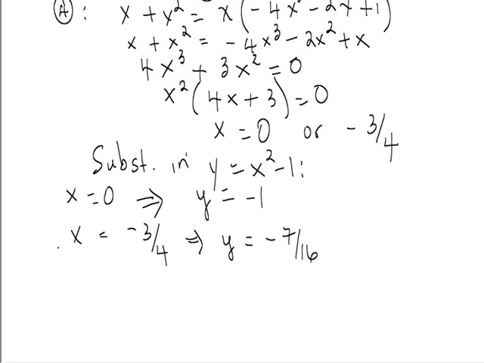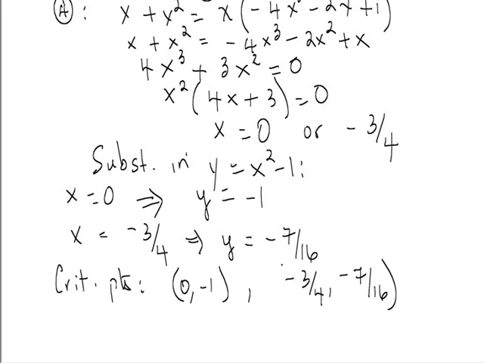So our critical points are therefore 0, minus 1, and minus 3/4, minus 7 over 16. All right. Now, the good thing about Lagrange multiplier is when you use it, you must get an extremum. It's either max or min. All right? So, you need to decide, what is the question asking us? To find the maximum, right? So, you need to find the value of the function at these 2 points. So, take these points and put it into the original f.